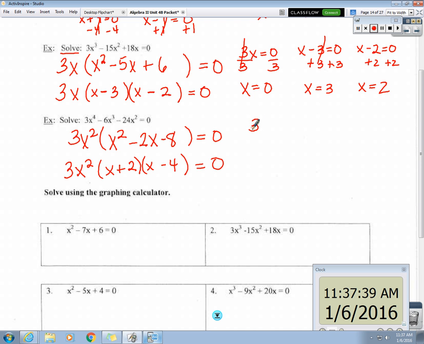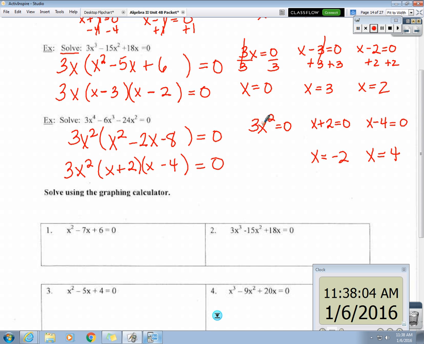We set the 3x squared to 0. We set the x plus 2 to 0, and the x minus 4 to 0. To solve these is pretty simple. You basically can do it in your head. When you solve this for x, you end up with x equals negative 2. When you solve this one for x, you end up with x equals 4. Okay, what about this one?